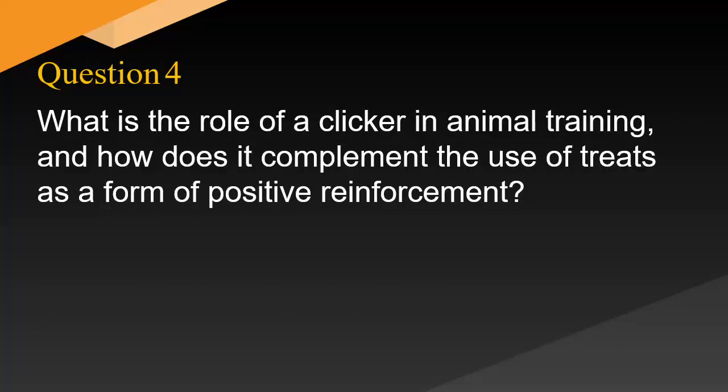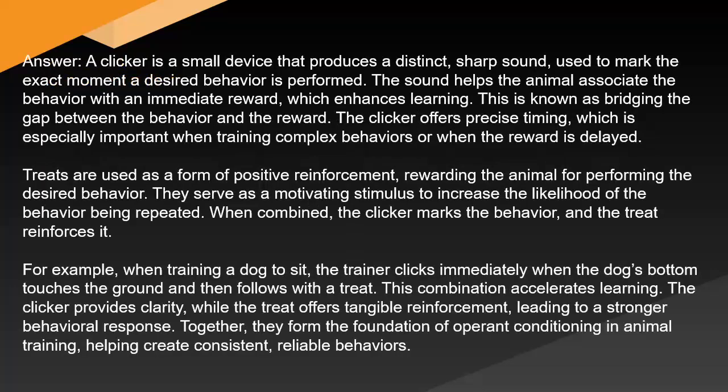What is the role of a clicker in animal training, and how does it complement the use of treats as a form of positive reinforcement? Answer: a clicker is a small device that produces a distinct, sharp sound used to mark the exact moment a desired behavior is performed. The sound helps the animal associate the behavior with an immediate reward, which enhances learning. This is known as bridging the gap between the behavior and the reward.